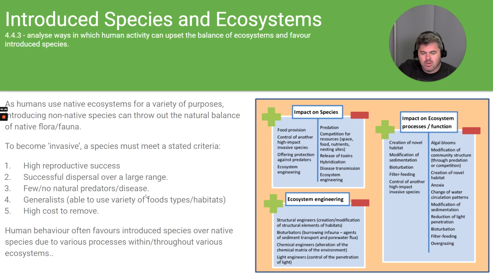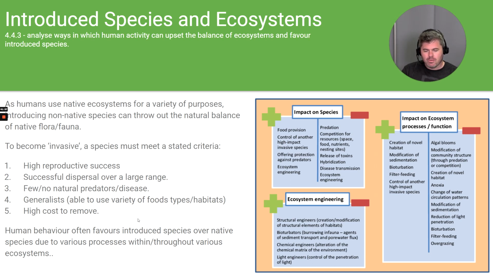Generalists, able to use a variety of food types and habitats. Rabbits are great at this. They're very general, so they can eat a lot of variety of grasses or native vegetation. And 5, a very high cost to remove. Because rabbits are quite quick, they're able to adapt to many of the ecosystems here in Australia, and they breed prolifically. They're very hard to keep the numbers down. So people who go out rabbit shooting out here, it's pretty common, and in fact encouraged, because it can stop them from destroying native plant life.